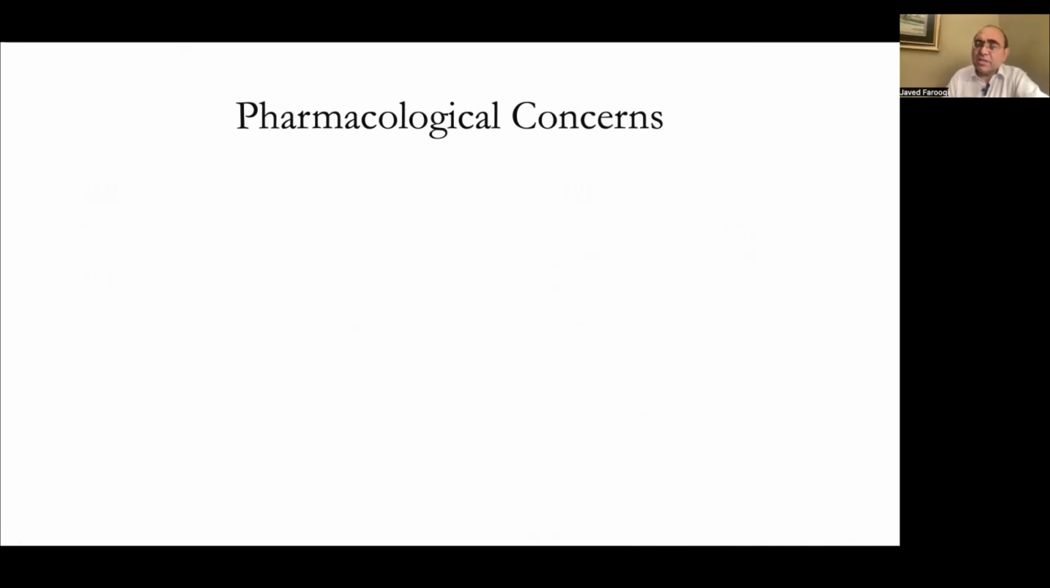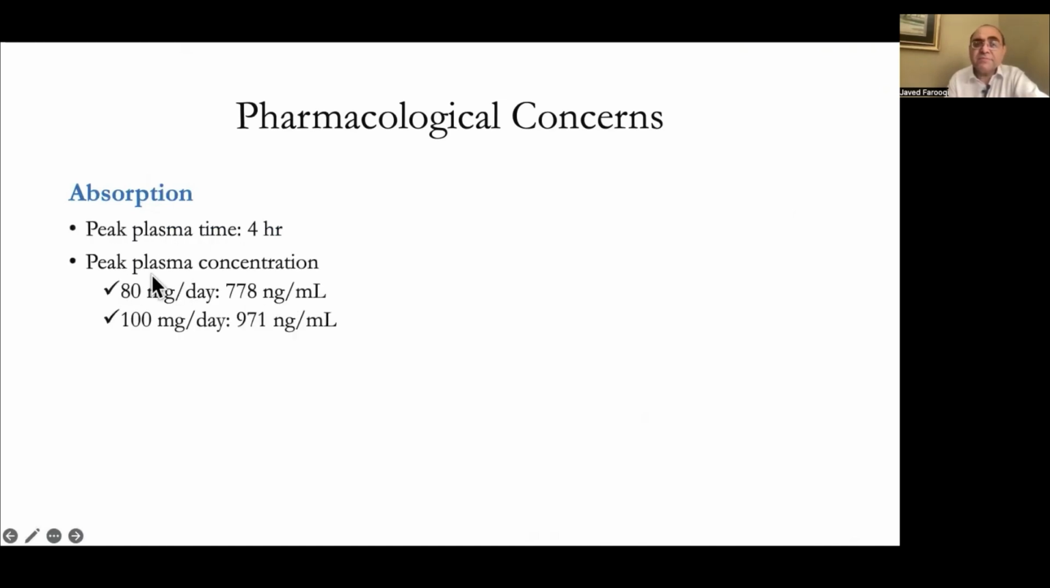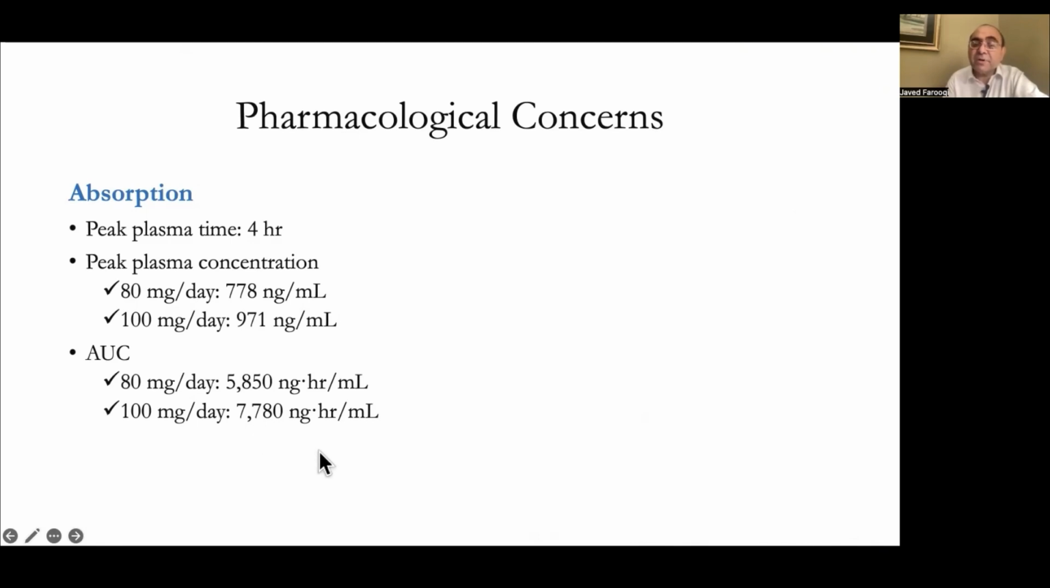What are the pharmacological concerns? Absorption. Peak plasma time is 4 hours. Peak plasma concentration of 80 milligram is 778 nanogram per ml, and that of 100 milligram resmetirom is 971 nanogram per ml. Area under curve for 80 milligram resmetirom is 850 nanogram per hour per ml, and for 100 milligram resmetirom it is 7780 nanogram per hour per ml.